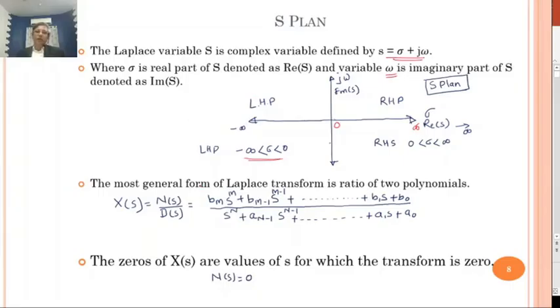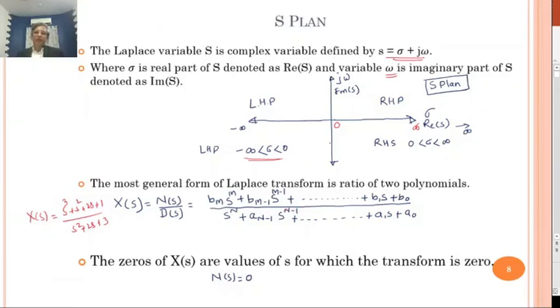Now the more general form of the Laplace transform is the ratio of two polynomials, numerator divided by denominator. For example, s raised to 3 plus s square plus 2s plus 1 divided by s square plus 2s plus 3. Here bm, bm minus 1, b1, b0 are constants. Similarly, in the denominator a1, a0 are constants, and the powers are powers of s.